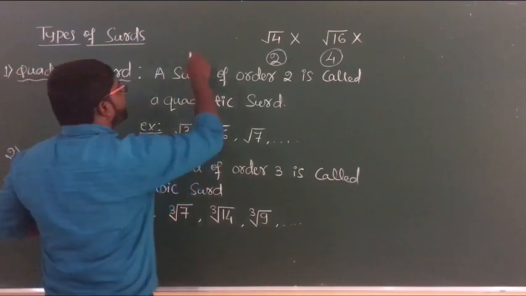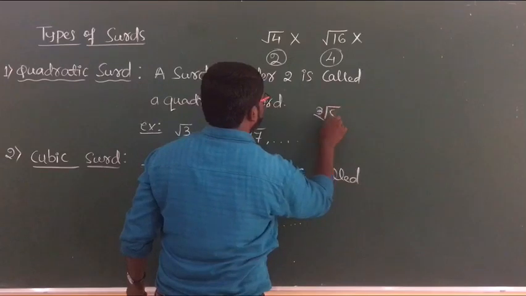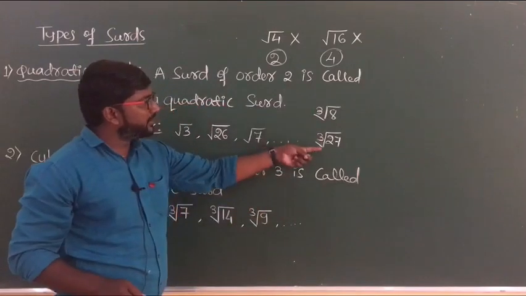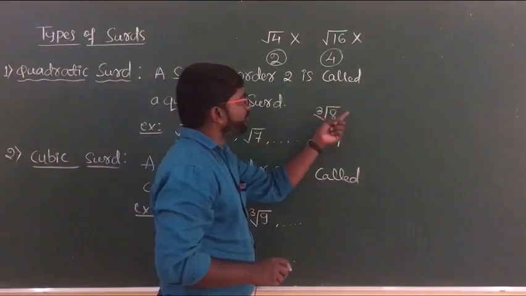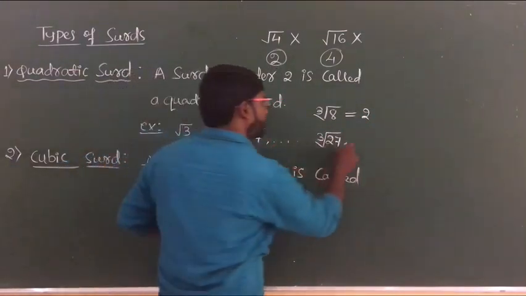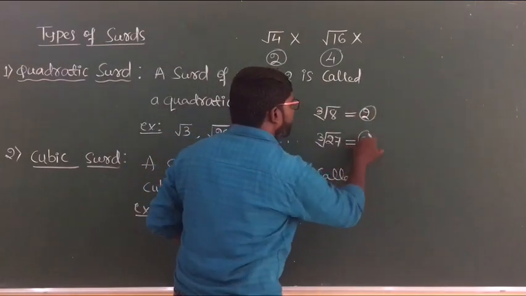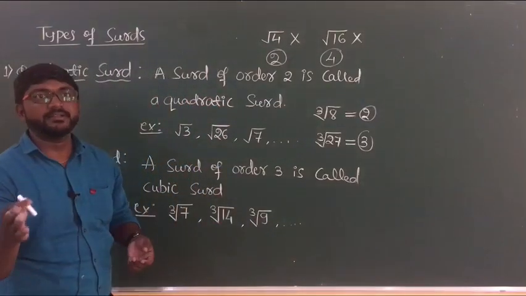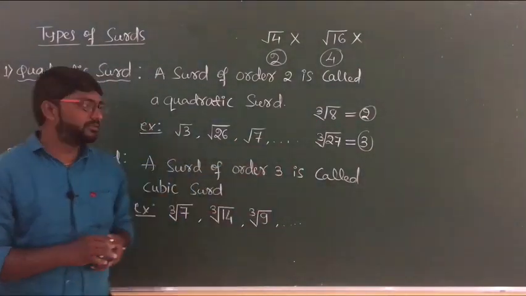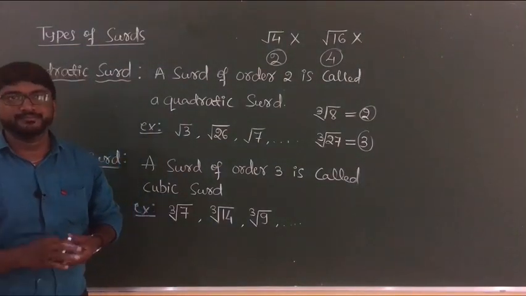Again here, cube root of 8 and cube root of 27 and so on. All these are not surds, because what is the value of cube root of 8? It is 2, whereas cube root of 27 it is 3. Now these two numbers are rational numbers, whereas a surd is an irrational number. Therefore these two are not surds. So this is all about cubic surd. Next we are going for the third type, that is biquadratic surd.